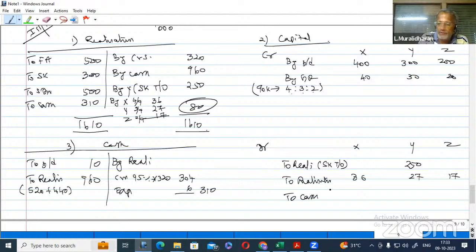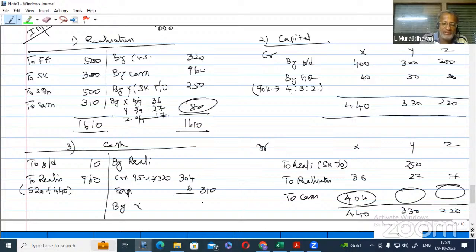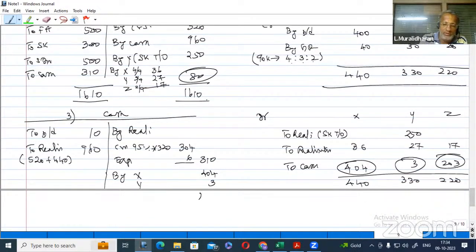To cash. So what is the total that you have? 440 as the total, 330 as the total, and 220 as the total. We need to have 440, 330, 220. So it is 404 by X, 404. Here 327 and it is 3. Only 3. Here 203. Now let us know the total. 970.